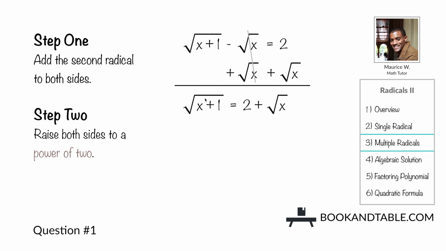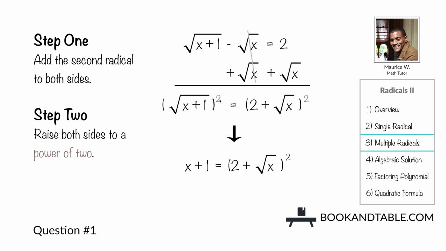Now to remove this radical sign, since the index is 2, you want to raise both sides of this equation to a power of 2. This leaves you with the term underneath, x plus 1, on the left side. And on the right side, we have 2 plus the square root of x, squared. So now you want to use the FOIL method to expand this expression.